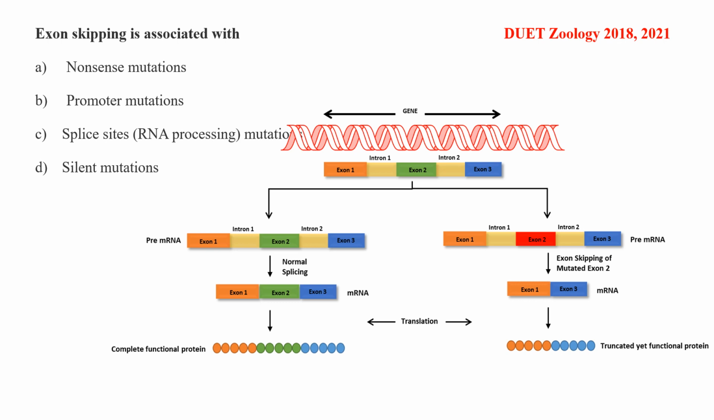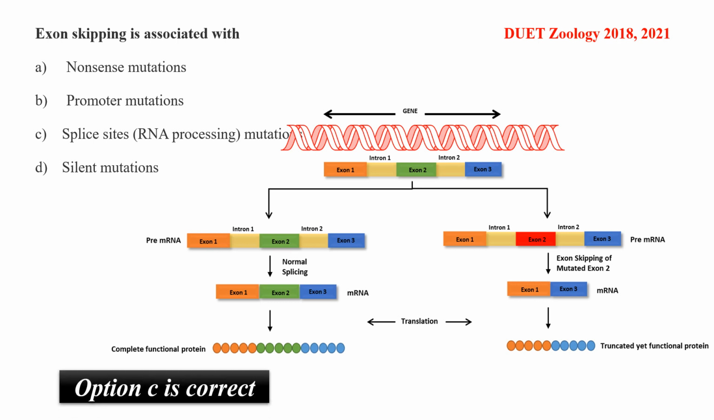So the protein will be formed, but it is a truncated version of the fully functional protein. Now, is it a defective protein? Yes, it is truncated, but still it is a functional protein. So even though an exon is missing, it is not causing much problem in a truncated protein. Hence, exon skipping is associated with splice site mutations in this case. So option C would be the correct answer.